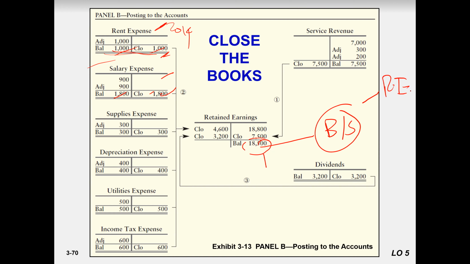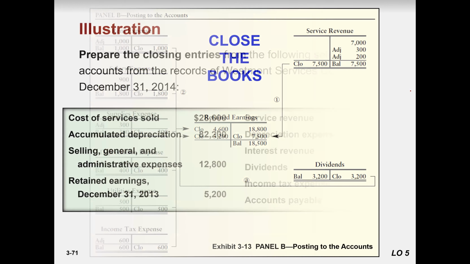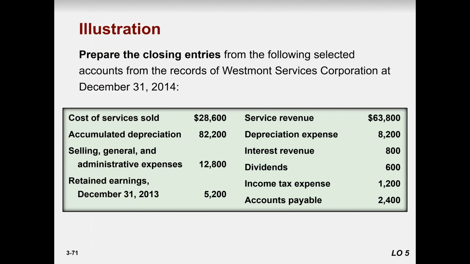All right. So if you understand all this stuff, we don't have much battery left, otherwise it was going to be a breakout room activity. So let's just do it together. We have to prepare the closing entry for the Westmount Service Corporation. And remember, our year is ending on 31st of December 2014.